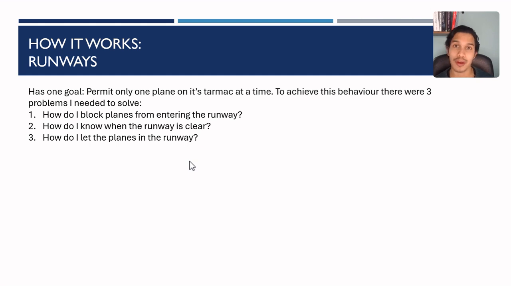Now we get into the meat of the program, which are the runways. The runways again have only one goal: permit only one plane on its tarmac at any given time. To achieve this behavior, there were three problems I needed to solve. First, how do I block the planes from entering the runway? Second, how do I know when the runway is clear? And third, how do I let the planes in the runway?